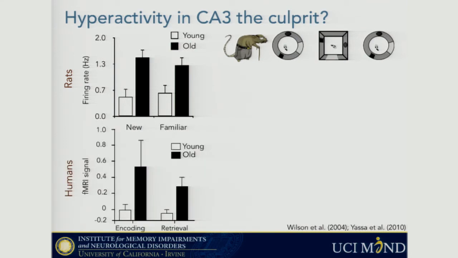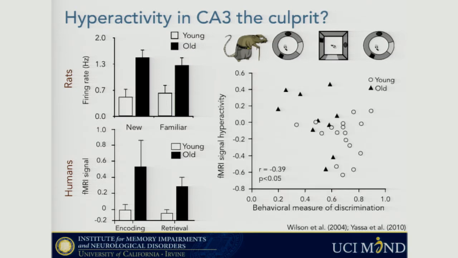In fMRI signals, we've been able to document hyperactivity also during encoding and retrieval, and the extent of this hyperactivity predicted how much of a discrimination loss they had in their behavior, which I think was a very necessary thing to show in order to say that this hyperactivity is bad. It's not a good thing to have this hyperactivity.